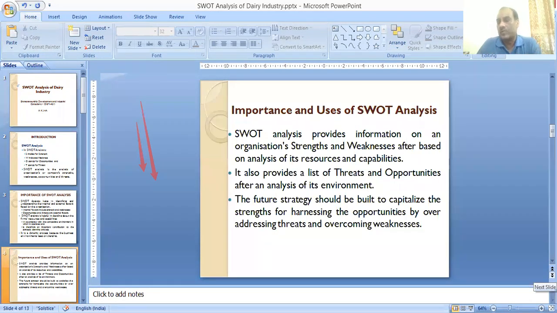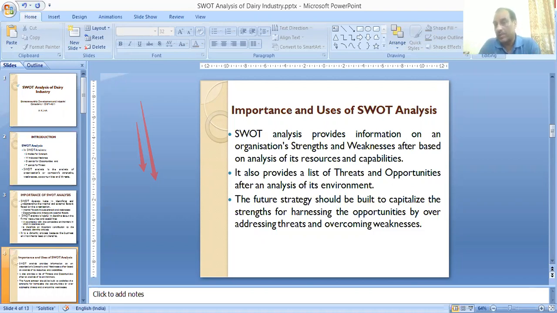Importance and use of SWOT analysis. So, as I told you, SWOT analysis is very useful. It helps us in understanding, identifying the strengths, the weaknesses, opportunities, and threats. So it provides information on an organization's strength, weakness after carrying out a comprehensive analysis of its resources and capabilities.